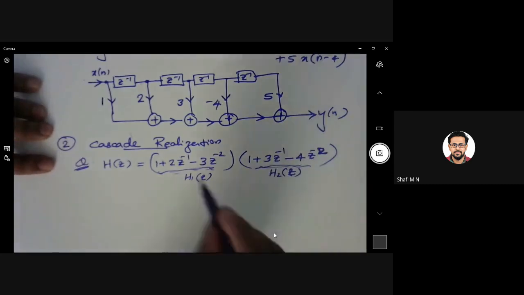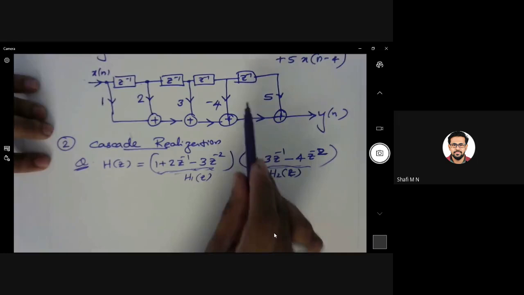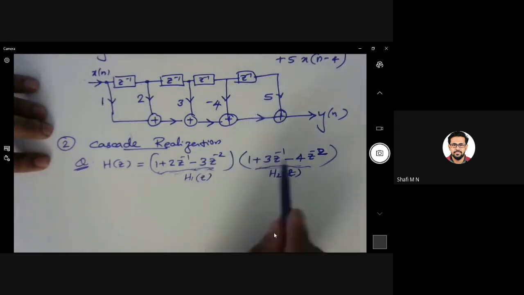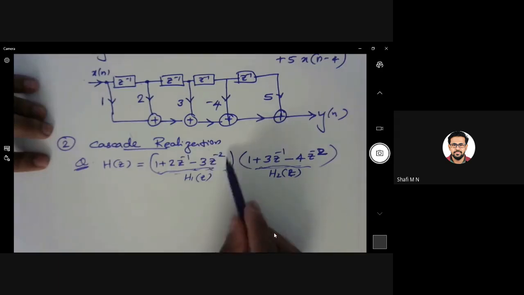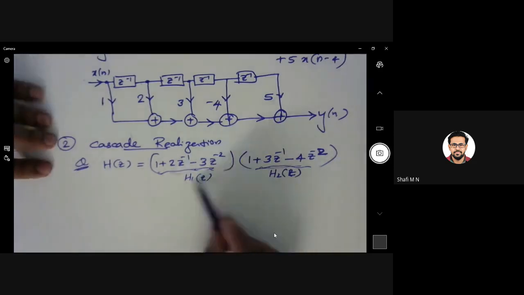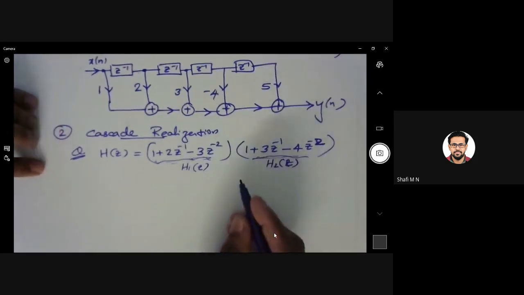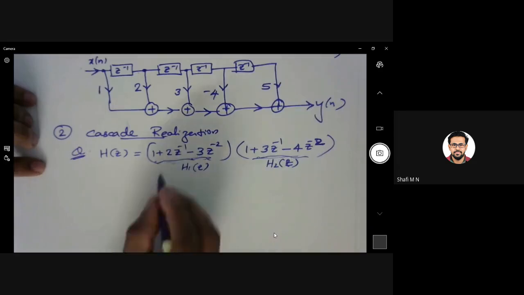So the method is you realize H1(z) and H2(z) in direct form, as we have seen above. Then just connect them: the output of H1 should be connected to the input of H2. That is cascading. You are very comfortable with cascading. We have seen that in IIR filters also. Cascade realization, so just draw this.